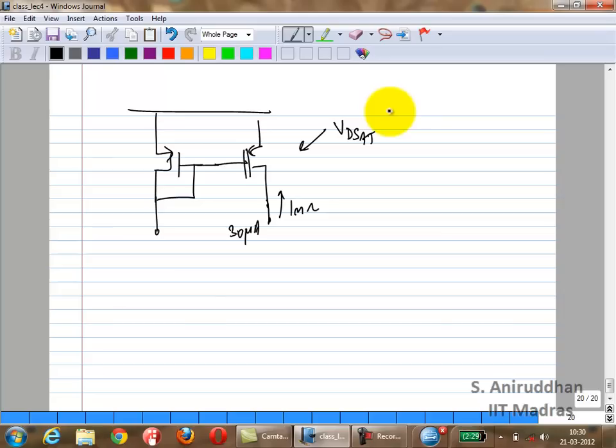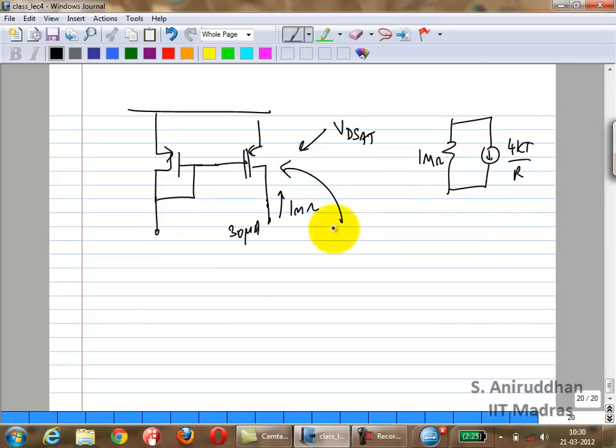Yes, noise. So what is the noise? If you have a 1 mega ohm resistor, what is the noise? It's 4kT/R. That's the noise power, noise per unit bandwidth, the spectral density. Correct? What is it in this case? So I'll just call it 8kT/3gm. Right?